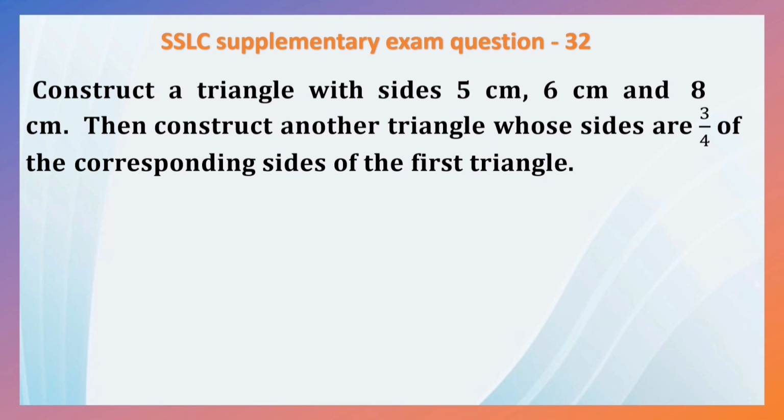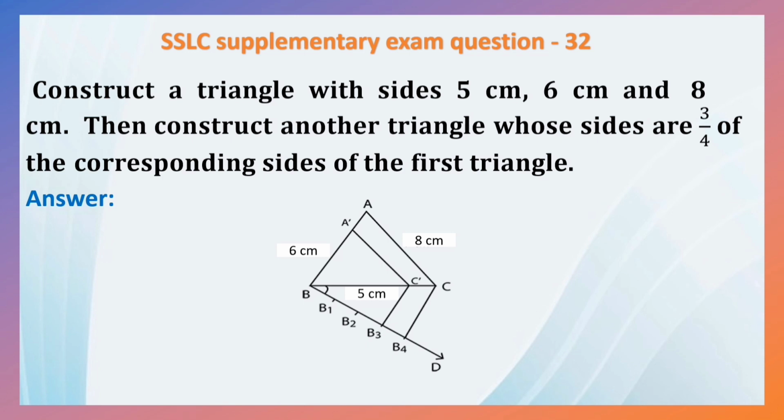Construct a triangle with sides 5 cm, 6 cm and 8 cm. Then construct another triangle whose sides are 3 by 4 of the corresponding sides of the first triangle. The resultant figure will be like this. Here A'BC' will be the required triangle.